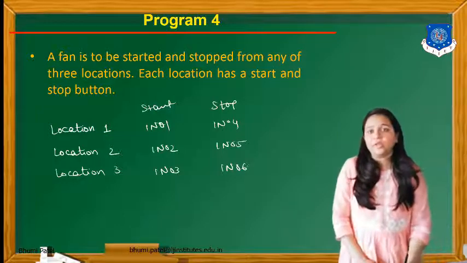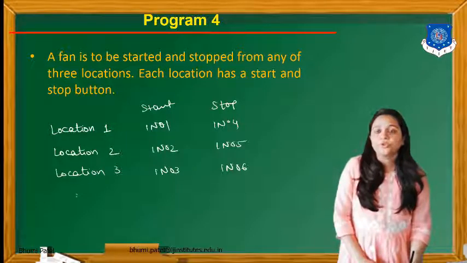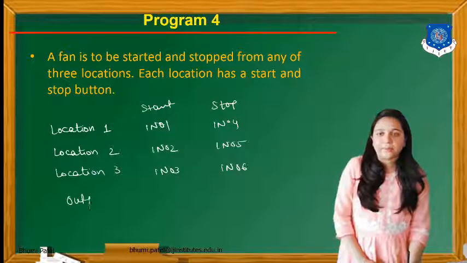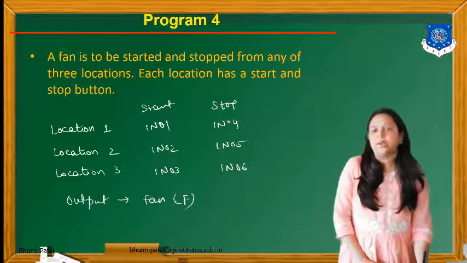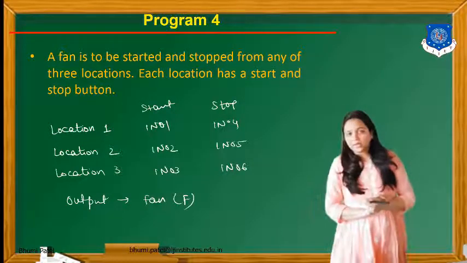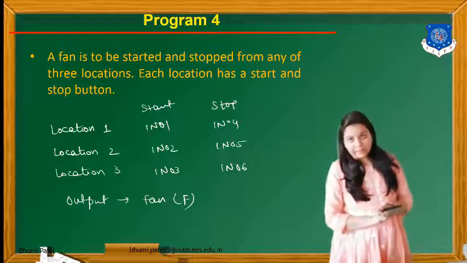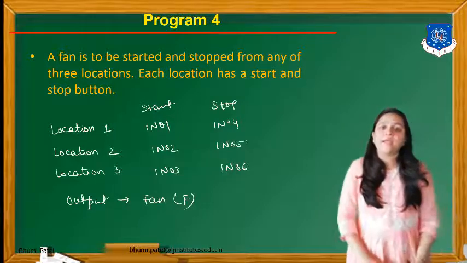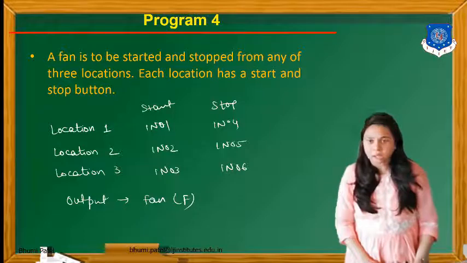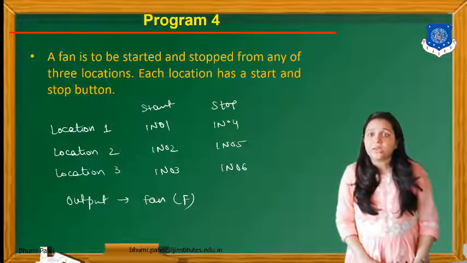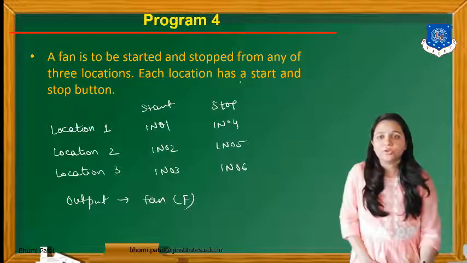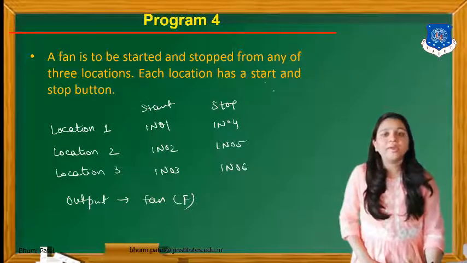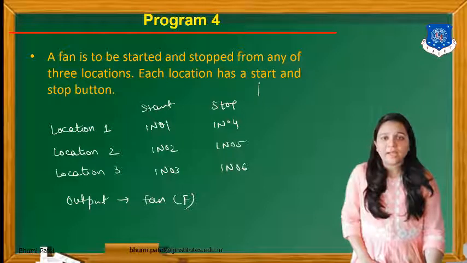Okay, now what is the condition? And we have also defined the output. So the name of the output is, suppose, fan. Then we can write capital F. Okay, now what is the condition? A fan is to be started and stopped from any of the 3 locations. Any of the 3. Each location has a start and stop button. So for that we have to draw the ladder logic diagram.